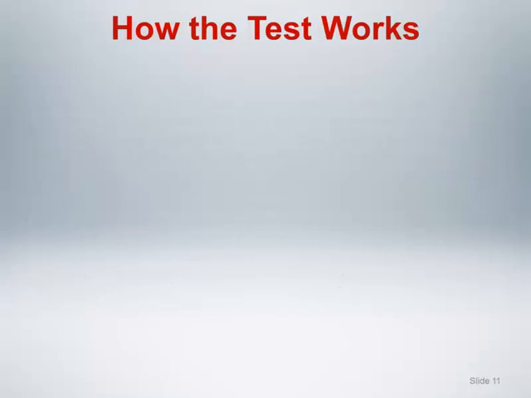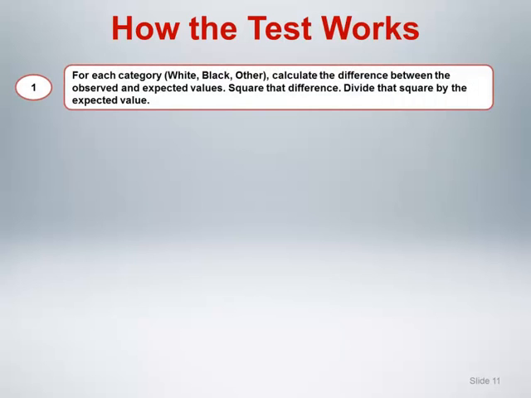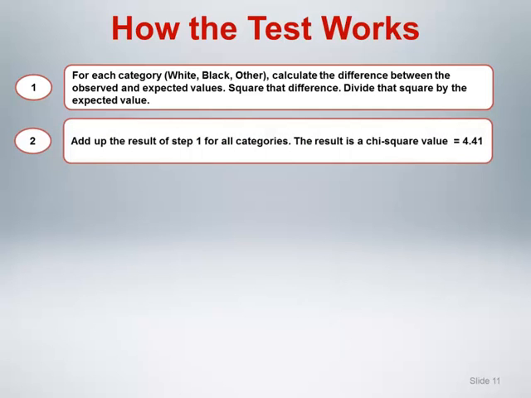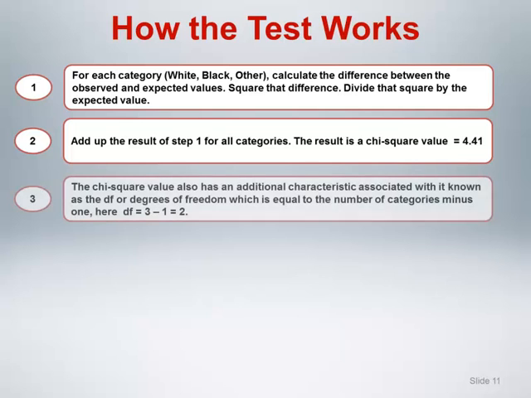Without going into too much detail, let's talk about how this test works. For each category, white, black, other, calculate the difference between the observed and expected values. Square that difference. Divide that square by the expected value. Add up the result of step 3 for all categories. The result is a chi-square value equal to 4.41. The chi-square value also has an additional characteristic associated with it known as the df, or degrees of freedom, which is equal to the number of categories minus 1. Here the degrees of freedom equals 3 minus 1, or 2.